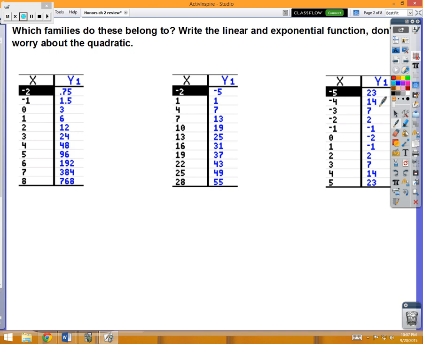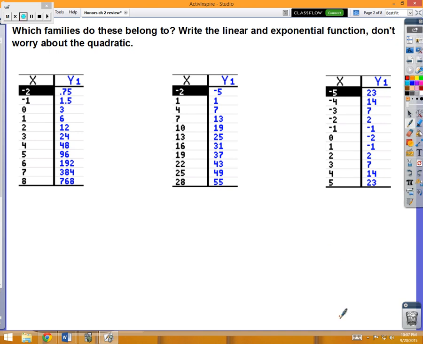Let's look at identifying them from a table. Which families do they belong to? If you can, come up with the function, except for the quadratic, don't worry about the quadratic. This first one, already look, this is a hint. At 8, we're already in the 770s. So this got big really quick. That's a hint that it's probably going to be exponential.